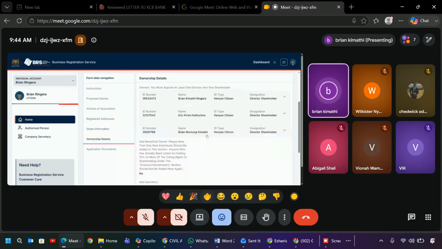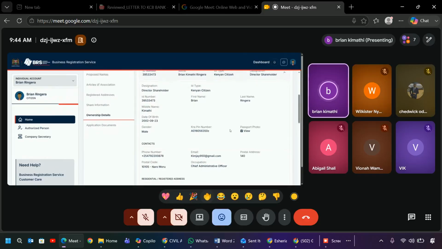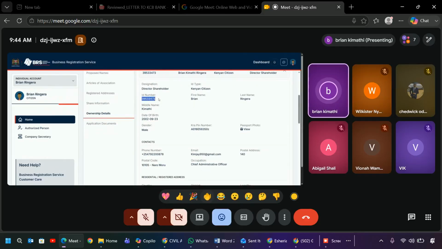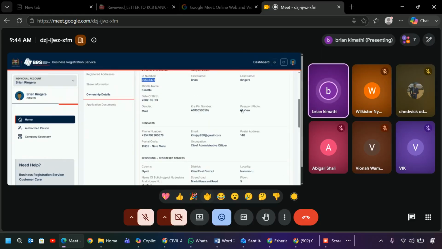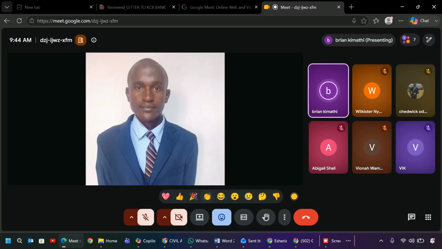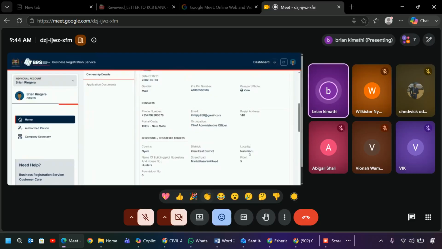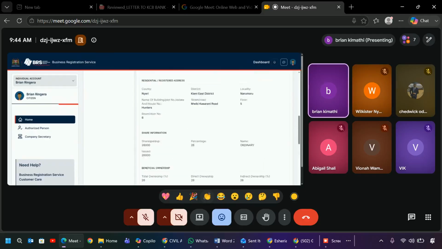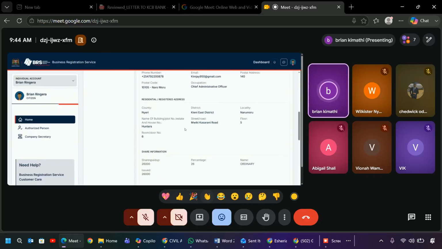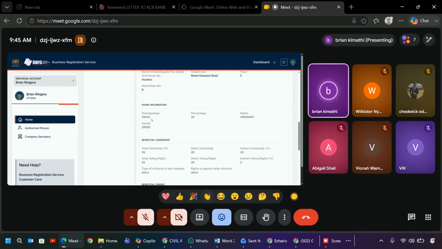Then the ownership details: you enter who the shareholders are, and their ID, which is auto system generated, as we shall see. You upload a passport photo that can actually be viewed. Then you give your residential address as a subscriber to the company, as a promoter. Then you say what percentage this person is holding, and then you issue the shares.